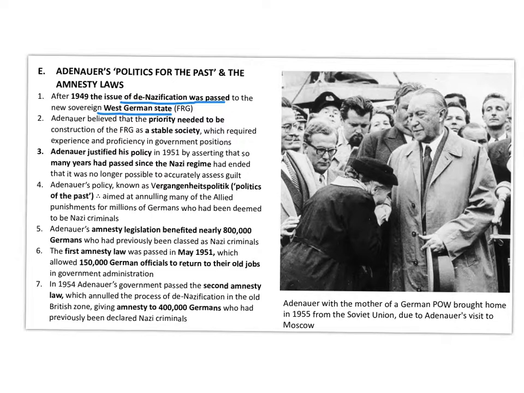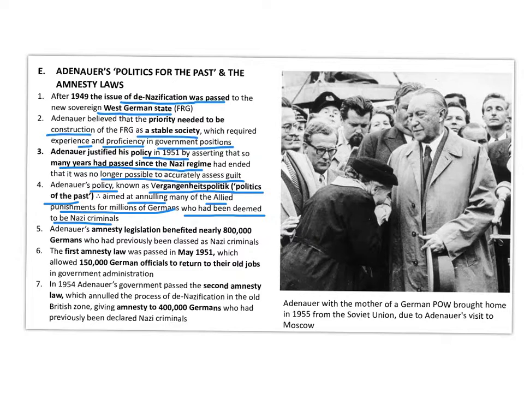Adenauer believed that his absolute priority must be to construct a stable society. And in order to construct a new stable Germany, he needed to have experienced and efficient Germans in government positions. In 1951, he justified this by saying many years had passed since the Nazi regime had ended. Well, it was 6 years, which made it difficult to accurately assess guilt. And that policy, known as politics of the past, or in German, Vergangenheitspolitik, effectively opened the way to annulling many of the Allied punishments for millions of Germans who the British and the Americans and the French had been deemed to be Nazi criminals.